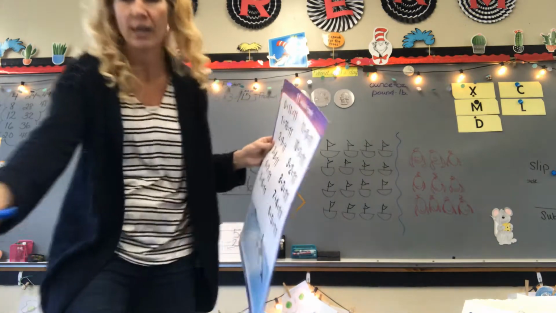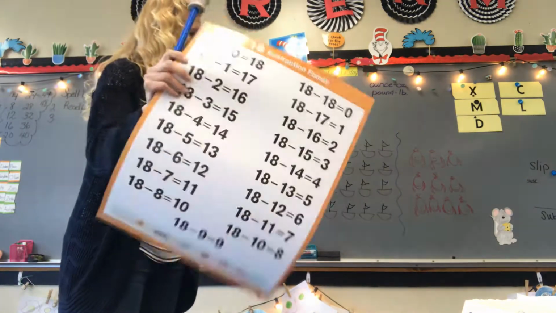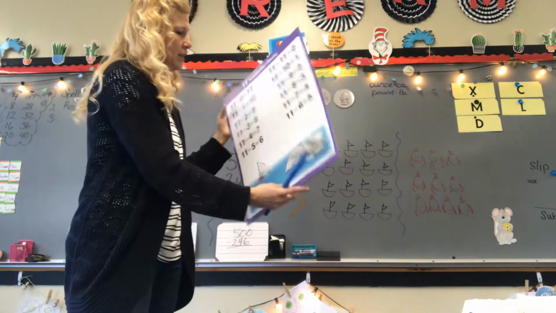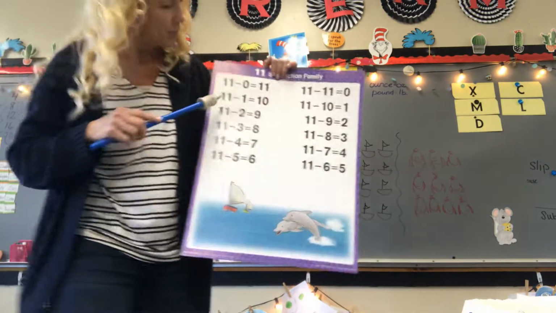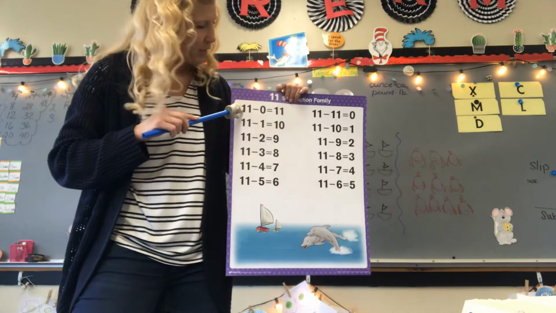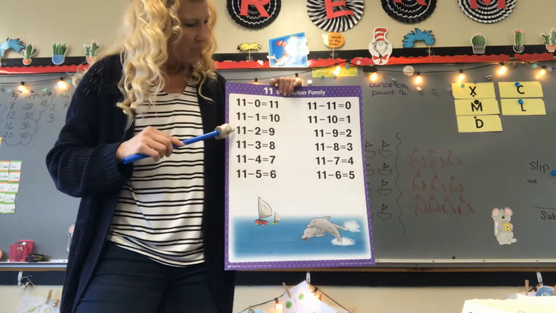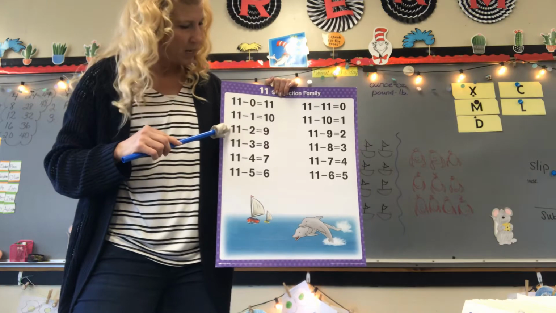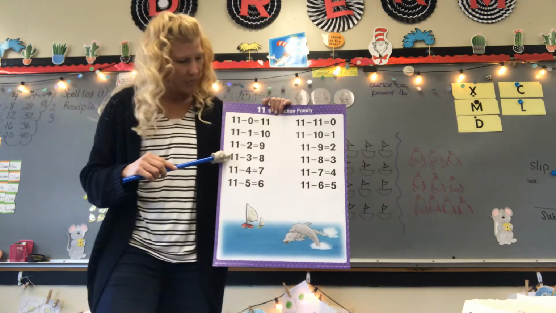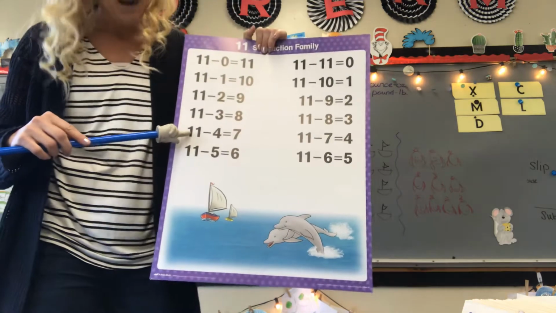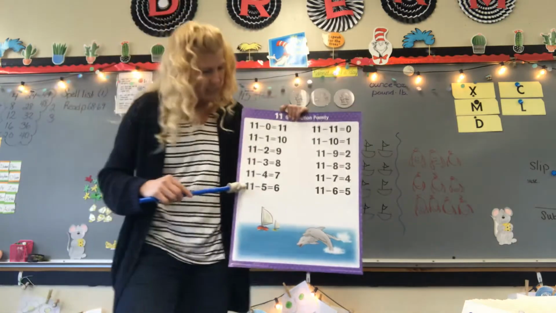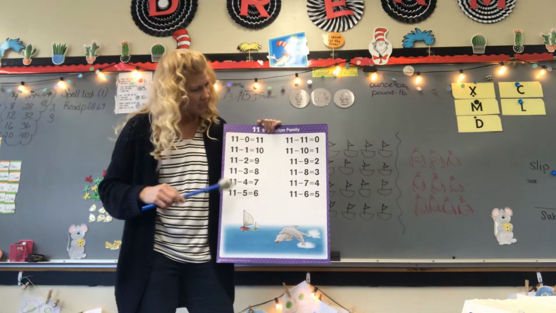Let's do our subtraction family for that. So it's 11 minus 11. All right, ready? Begin. 11 minus 0 equals 11. Do a jumping jack. 11 minus 1 equals 10. 11 minus 2 equals 9. 11 minus 3 equals 8. 11 minus 4 equals 7. 11 minus 5 equals 6.